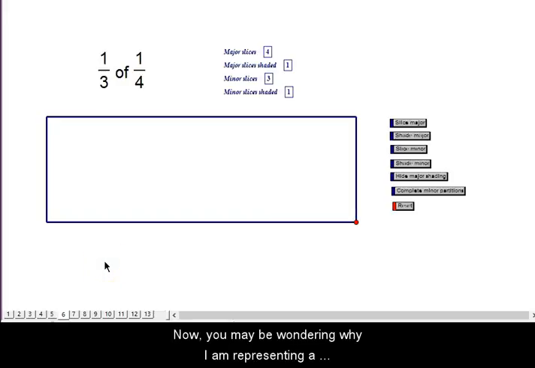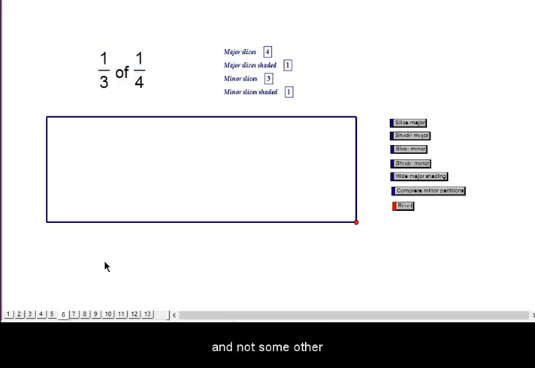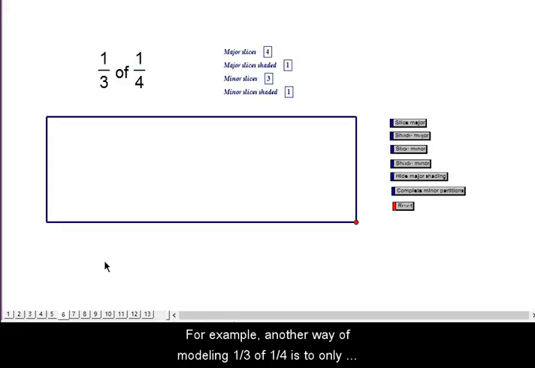Now, you may be wondering why I am representing a fraction of a fraction using this method of horizontal and vertical lines and not some other method, maybe even one that you have used before. This method is certainly not the only correct way of doing it, but it is one that consistently works well. For example, another way of modeling 1/3 of 1/4 is to only partition vertically.